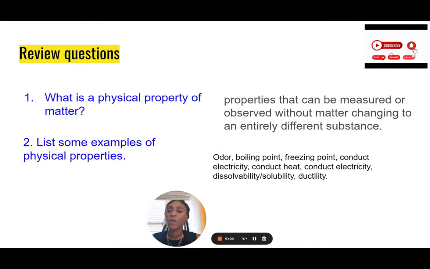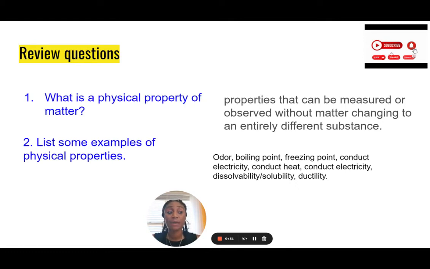Okay, guys, so we have covered everything. We looked at all the different properties of matter, and now let's review. What is physical property of matter? So we should know by now that the physical properties of matter are the properties or the features that can be measured or observed without changing that matter, right? So the substance doesn't change.